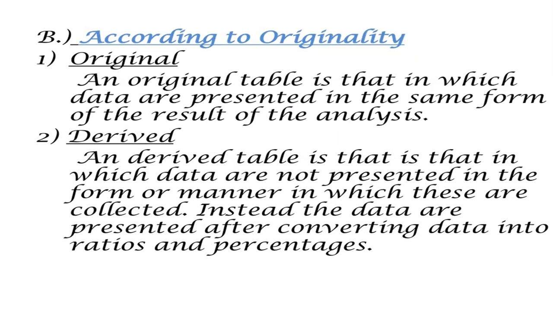Next is the derived table. A derived table is one in which the data are not presented in the manner in which they were collected. Instead, the data are presented after converting them into ratios or percentages. So we make the table according to ourselves, or we change the data into averages, percentages, or ratios. It is known as a derived table.